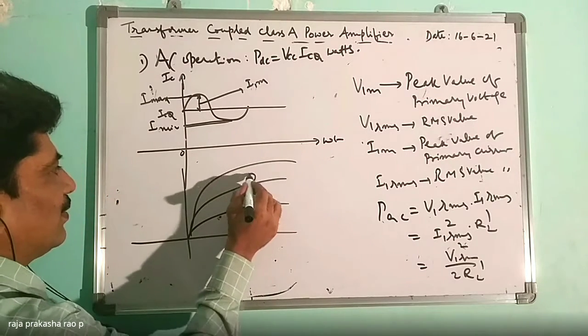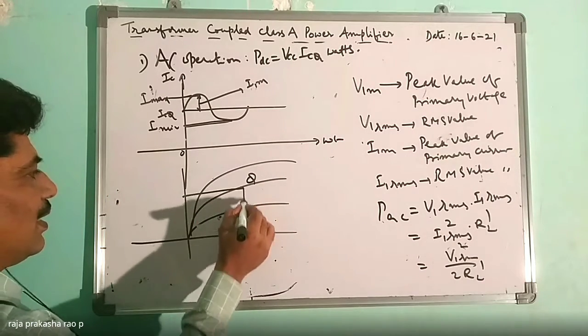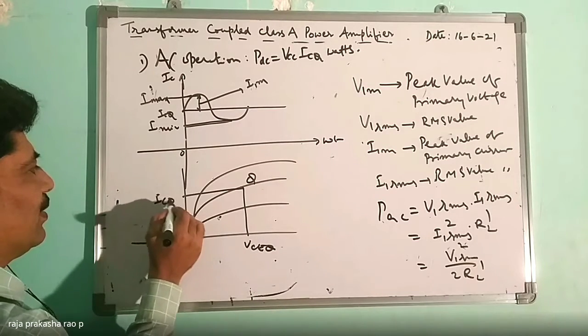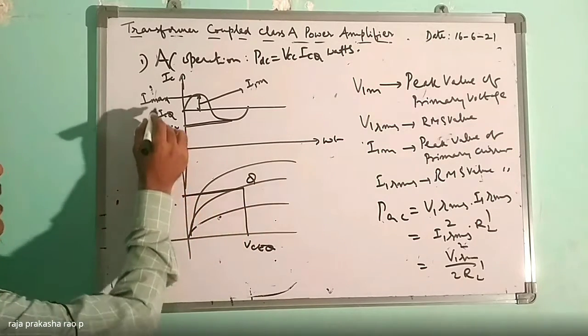If this is Q, this is ICQ and this is VCEQ. This is ICQ. From this graph only we will get this I max and I min.